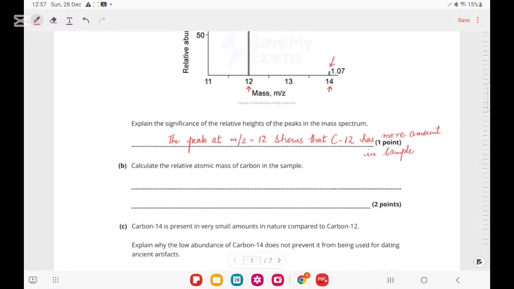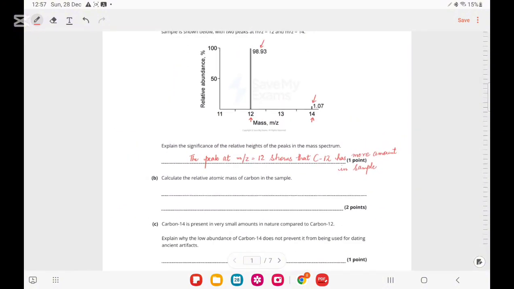Calculate the relative atomic mass of carbon in the sample. How can we do that? The formula that we have already seen: to find the relative atomic mass, I multiply 12 by its percentage, 98.93, in a bracket, then add 14 times 1.07, divided by 100, and the answer comes out to be 12.02.